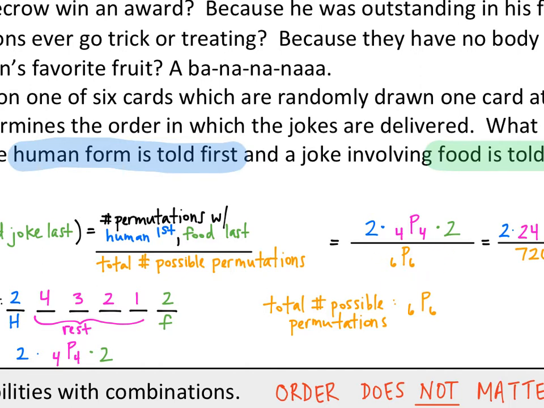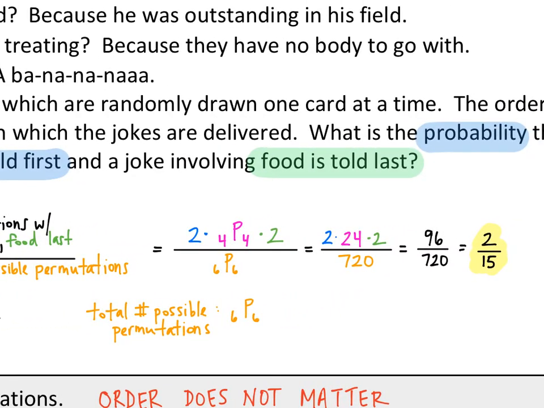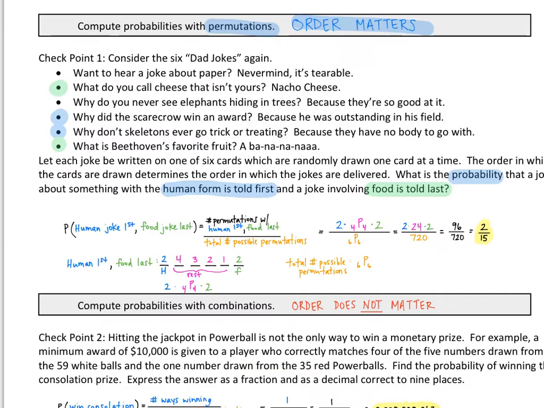So now all we need to do is clean this up. Okay? And when we do, we still have 2. 4P4 is 24 times 2. 6P6 is 720. Cleaning everything up, we get our final answer of 2 out of 15 is the probability to do a human joke first and a food joke last.